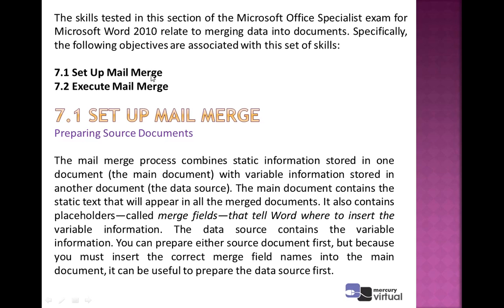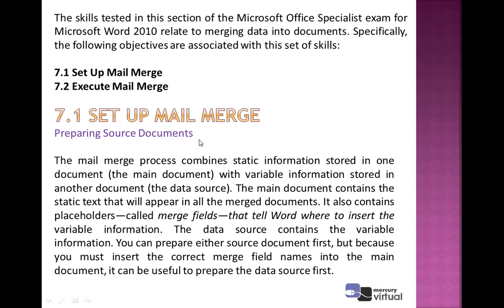So first there are two parts. First one is setting up the mail merge and then executing the mail merge. Means this chapter contains two parts. First one says setting up the mail merge operation. Second one says executing the mail merge operations. So 7.1 is set up mail merge.